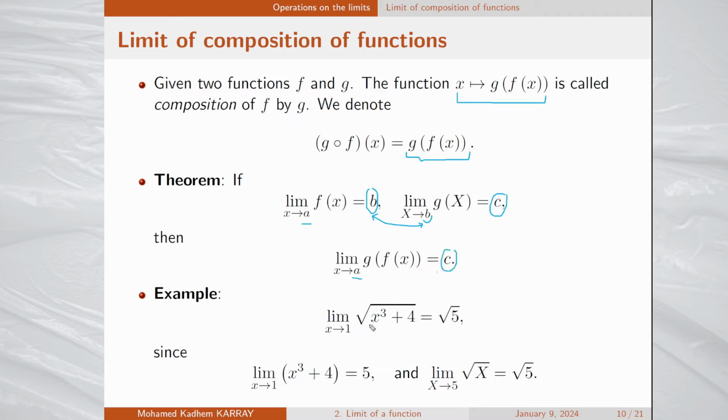Here is an example to be more concrete. When x approaches 1, the limit of this square root is calculated as follows. Firstly, we consider the limit of this term here, which gives 5 as x approaches 1. And then, since the limit of square root of x when x approaches 5 is the square root of 5, we get that the limit of the composition here equals the square root of 5. So it is a natural application of the composition of two limits, one after another.